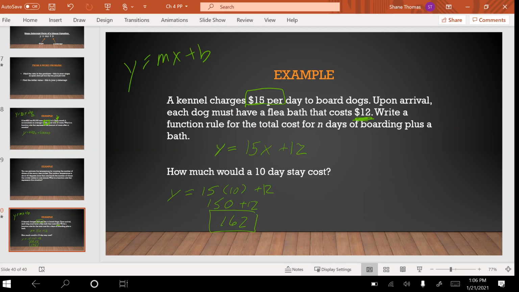Yeah. Why did we have to do all that crap? We could have just done 15 times 10 is 150 and then 150 plus 12. That's what we just did. Okay, but we had to write all that crap.